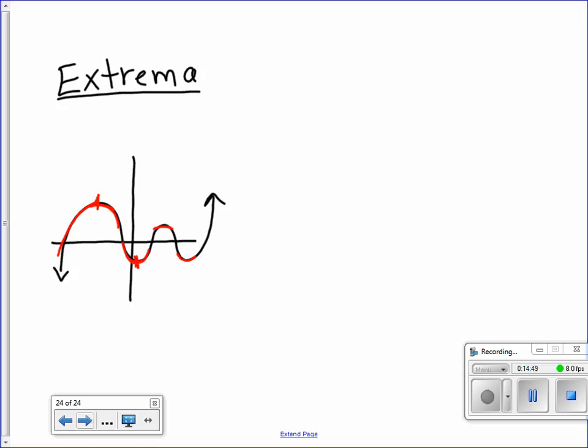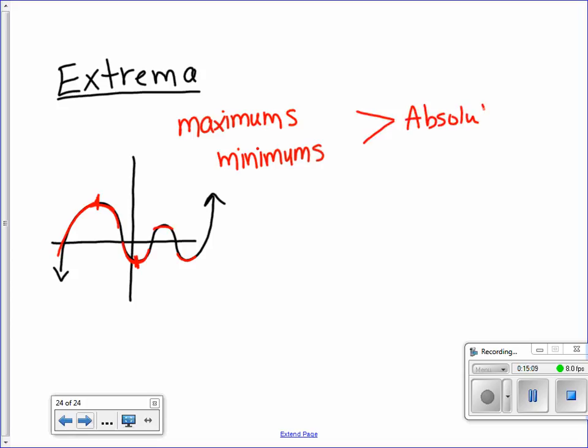We have maximums and we have minimums. And from those two, we have absolutes and relative. Now, the absolute maximum or the absolute minimum is exactly what you would think. It is the absolute highest point on the graph or the absolute lowest point on the graph. That's an absolute maximum or an absolute minimum.